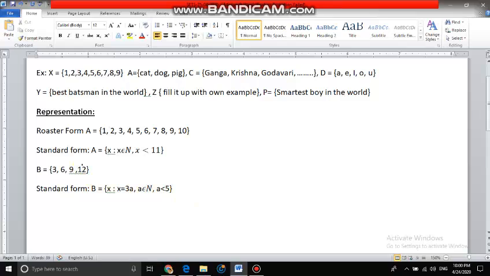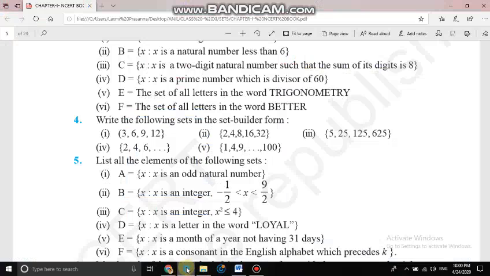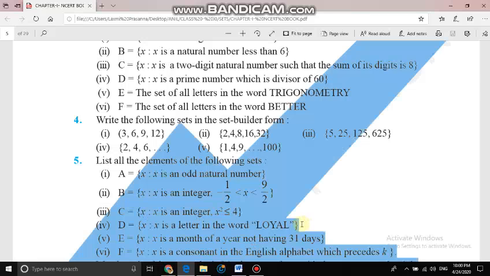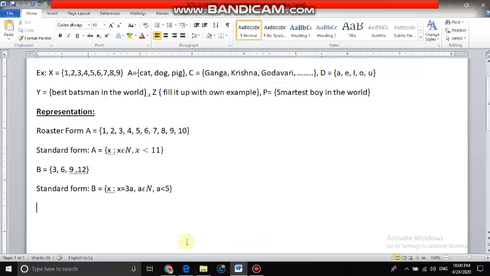Or vice versa, you can convert in the different way also. Let me show you another example. x such that x is an integer and x square is less than 4. Or x is such that x is a letter of the word loyal. Let me put this one. So this is a standard form. Example 3. This is the standard form of the question.